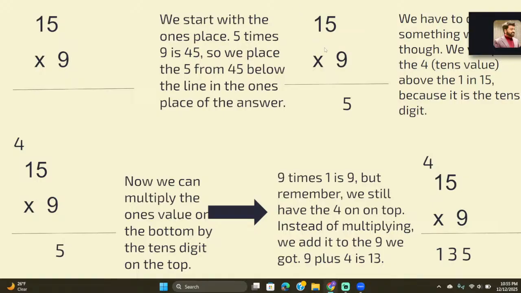Now we can multiply the ones value on the bottom by the tens digit on the top. This means we can multiply 9 by 1. This gets us 9. We have 9 and we still have the 4 on top. We can add 4 to 9, which is 13. Since there are no more digits to add or multiply, we can write 13 on the bottom next to the 5. This all becomes one big number, which is 135.